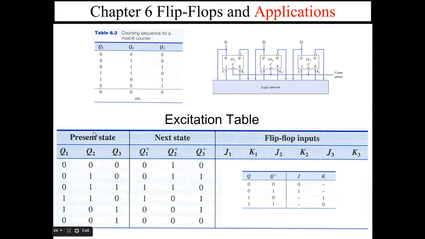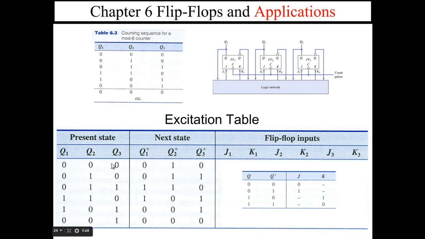So our present state is the outputs of the flip-flops. They become our inputs to our logical network. And then we want to design J1, K1, J2, K2, J3, K3. We want to choose a combinatory network for each of these that creates the necessary changes in these flip-flops on the next clock pulse. So when we hit the clock, we move from here to here.